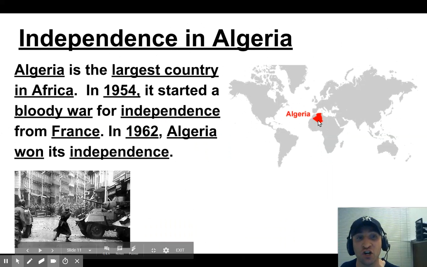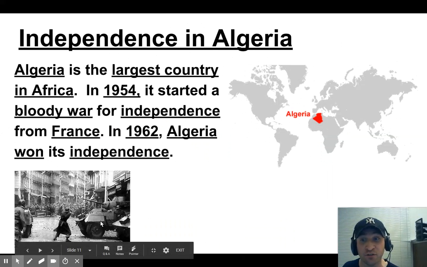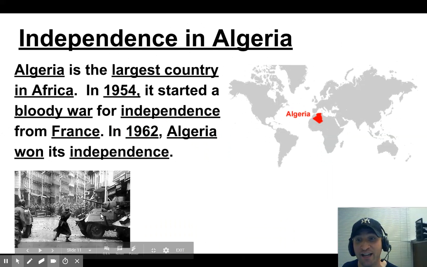Independence in Algeria, this northern African country. Algeria is the largest country in Africa. In 1954, it started a bloody war for independence from France. And in 1962, Algeria won its independence. And here you see a French tank on an Algerian street before the war was over.